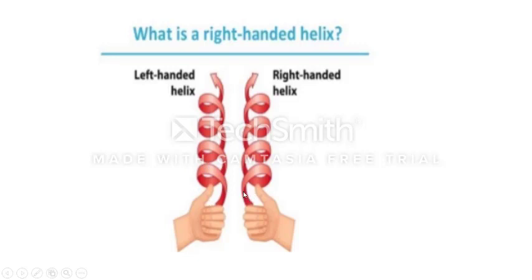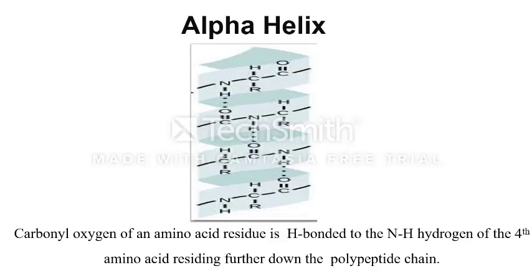So naturally, or you can say in biological systems, they exist only in right-handed form. And whenever the protein or the secondary protein is in right-handed form, it can perform biological function. But if the same protein is in left-handed helix form, it cannot perform biological function. That is a very important thing.